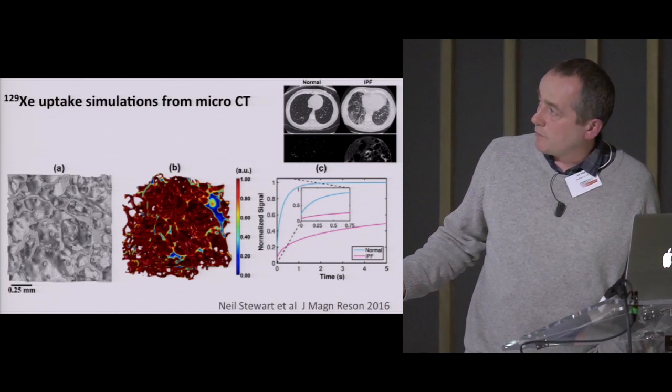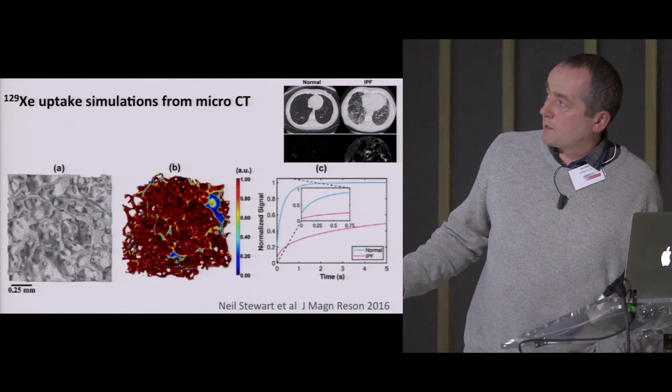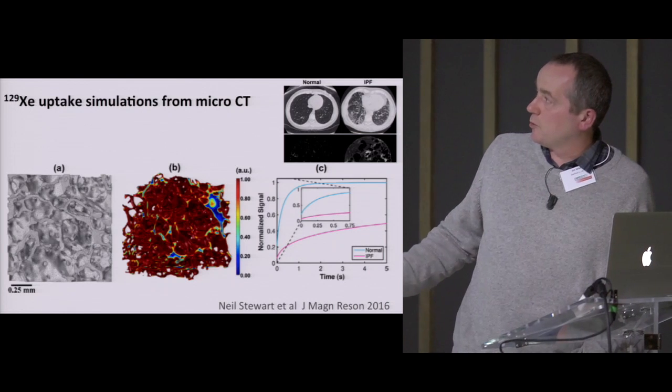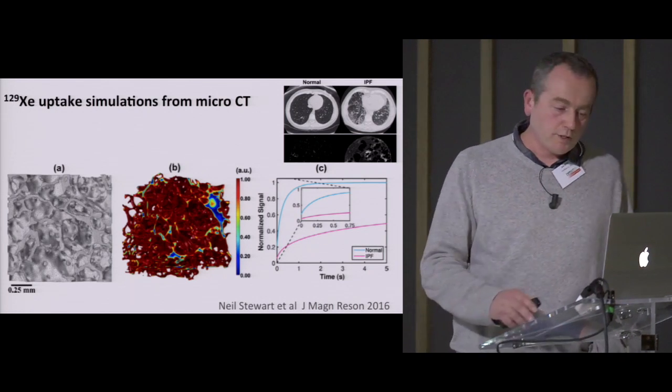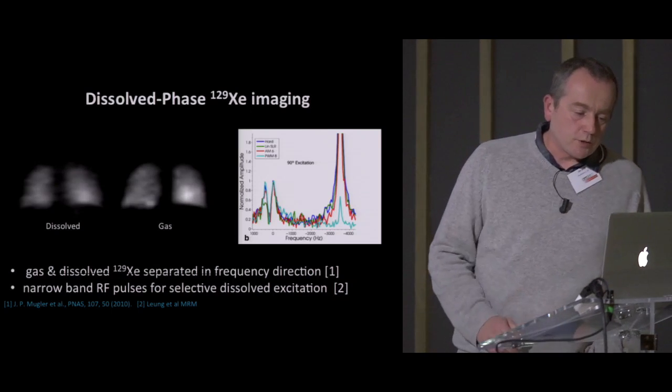And you can see there where you've got fibrosed tissue, much longer uptake times of the xenon magnetization, longitudinal magnetization. And that then allows us to go back to our measurements that we make in vivo and make sense of what it is we're actually measuring. So that's dissolved xenon spectroscopy in the lungs.